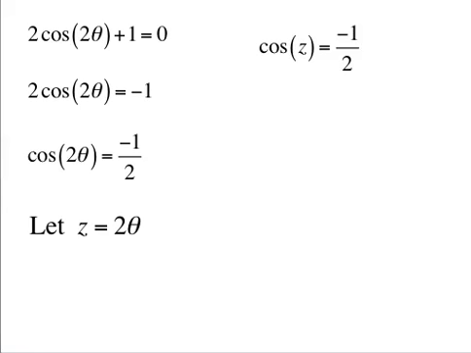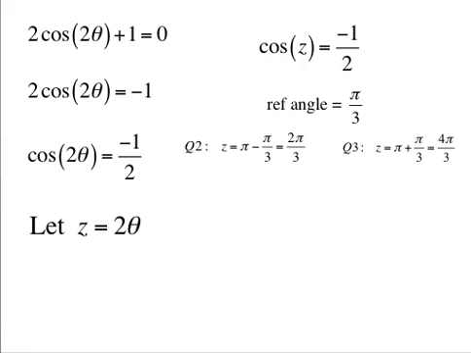Now I need my reference angle. Cos of pi over 3 is 1/2, so my reference angle is pi over 3. In which quadrants is cosine negative? That would be 2 and 3. Quadrant 2, pi minus pi over 3, which is 2 pi over 3. Quadrant 3, pi plus pi over 3, 4 pi over 3. So those are z.